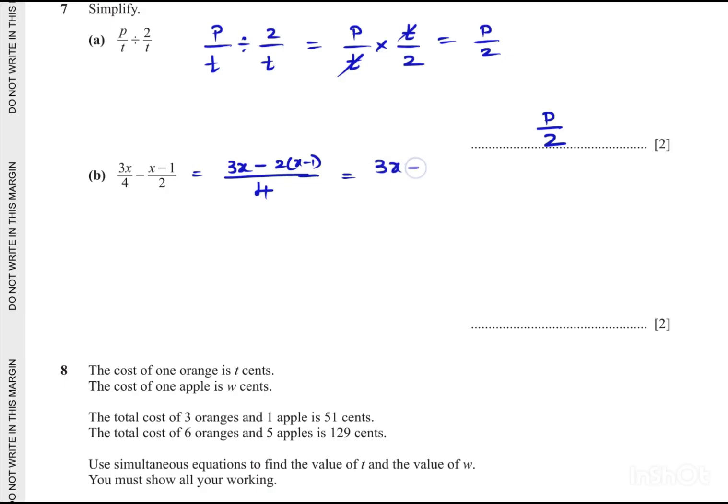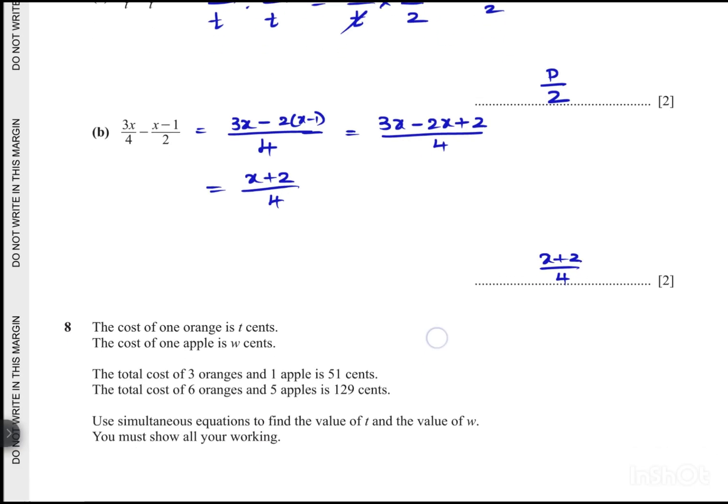So 3x minus 2 into x is 2x, and minus 2 into minus 1 is plus 2, all by 4. So 3x minus 2x is just 1x because 3 minus 2 is 1. (x plus 2) by 4 is the answer. Question number 7 is done. Question 8 now.